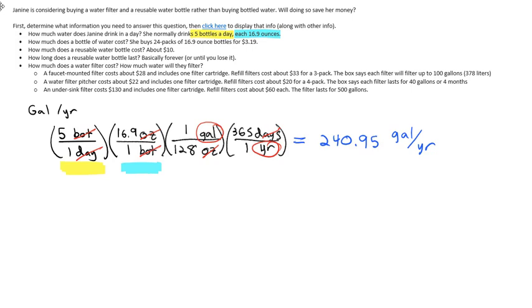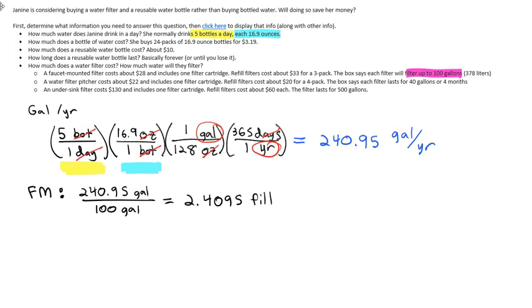Now that we know we're using 240 gallons, first we're going to look at the faucet mount. I'm going to use FM, the faucet mount. For the faucet mount, we are told that the filter will filter up to 100 gallons. So to figure that out, we take our 240.95 gallons, and we'll divide it by the 100 gallons that each filter will filter, giving 2.4095 filters.